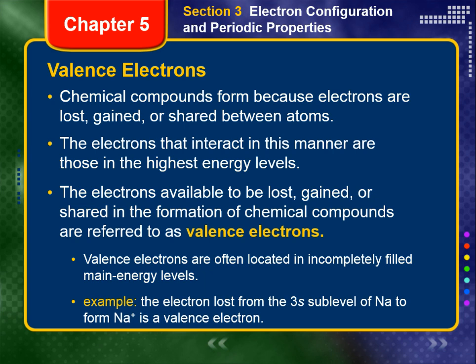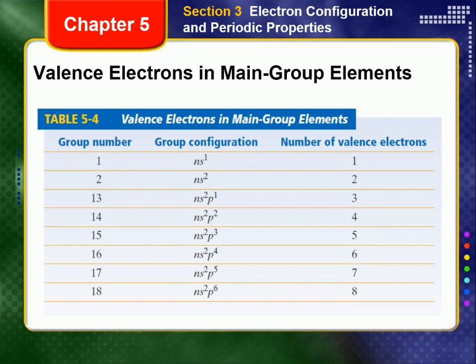Valence electrons. Chemical compounds form because electrons are lost, gained, or shared between atoms. The electrons that interact in this manner are those in the highest energy levels. These are the electrons most subject to the influence of nearby atoms or ions. The electrons available to be lost, gained, or shared in the formation of chemical compounds are referred to as valence electrons. Valence electrons are often located in incompletely filled main energy levels. For example, the electron lost from the 3s sublevel of sodium to form Na+ is a valence electron. For the main group elements, the valence electrons are the electrons in the outermost s and p sublevels.